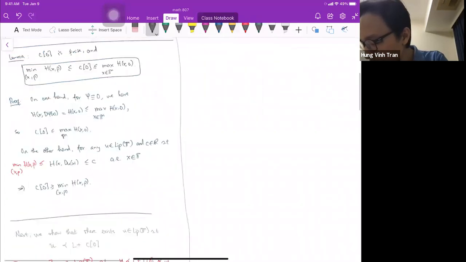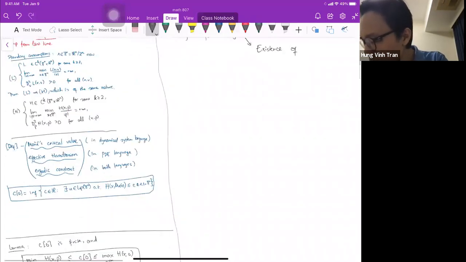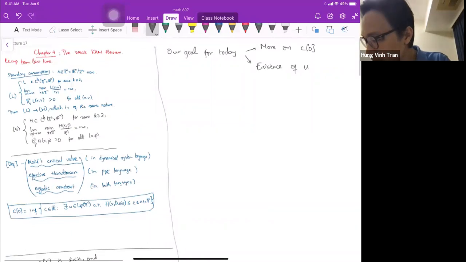Follow my notation. So X is going to be, maybe use Lipschitz.